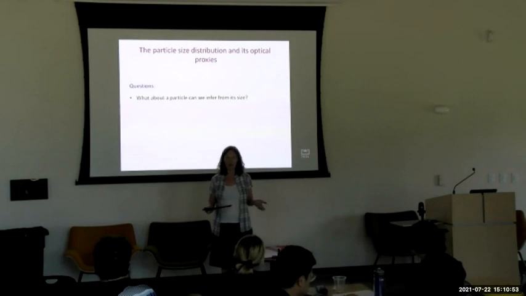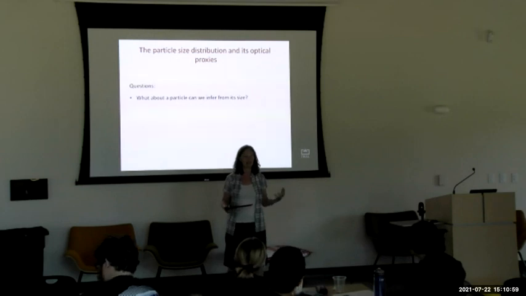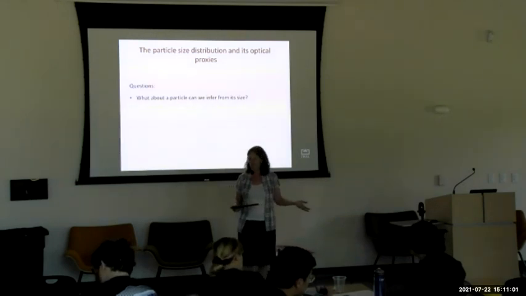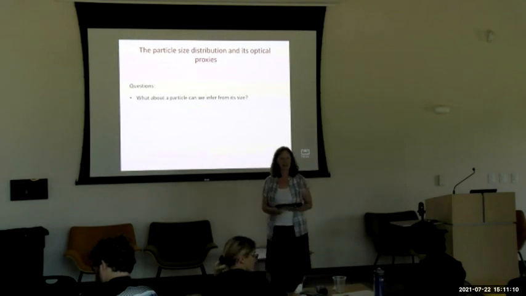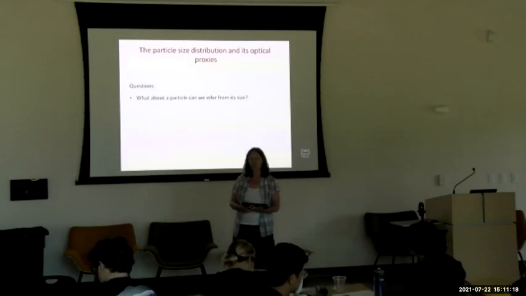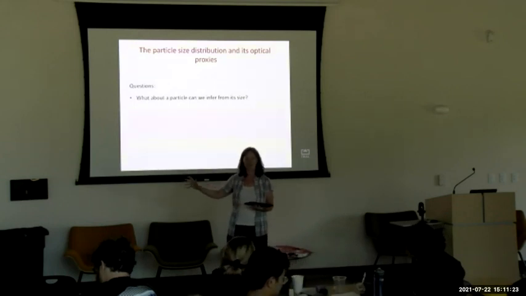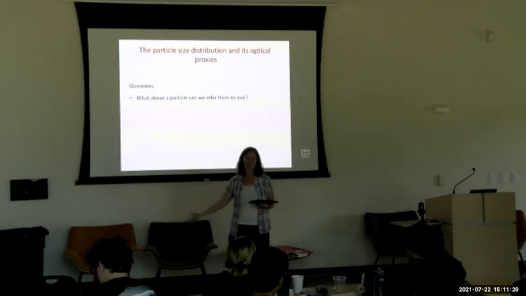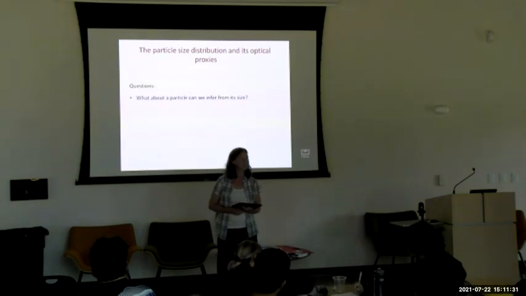So what about a particle can we infer from its size? Or what might be some of the things that we are actually interested in? Say you're an ocean biogeochemist or biologist. Why do you care about particle size? Biomass, okay. So how much living stuff is contained in particles? Sinking speed or export, right? If we start thinking about really big particles, if they're not too draggy, they're going to have a sinking speed that's proportional to their diameter squared through Stokes' law, more or less.